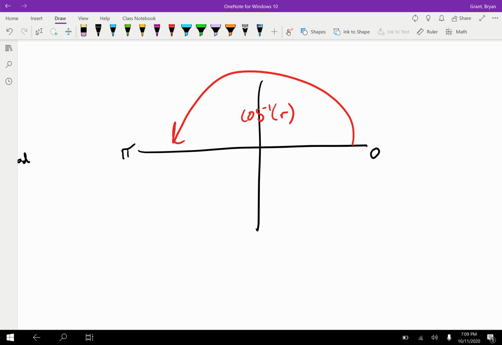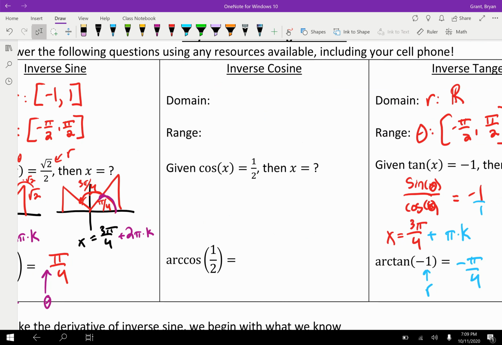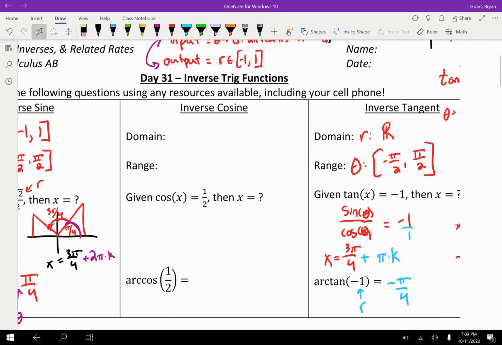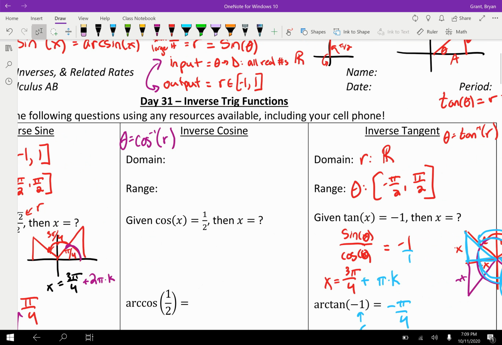So there is my restriction, moving through hopefully a little quicker. Again, this could be a full review for you guys, but it might not. I'm not sure. Treating inverse cosine as theta equals the inverse cosine of some ratio. Regular cosine has a domain, right? Regular cosine inputs angles of theta.